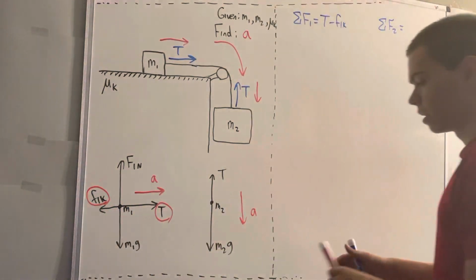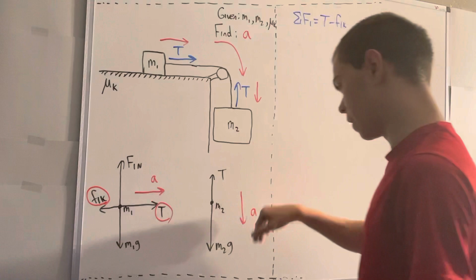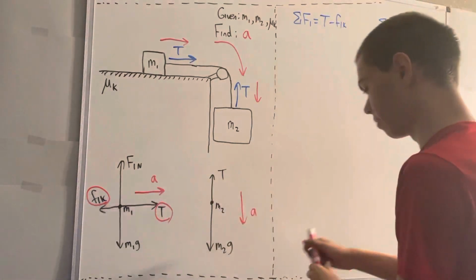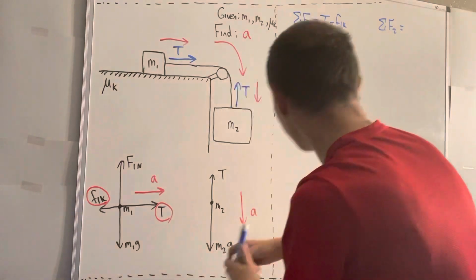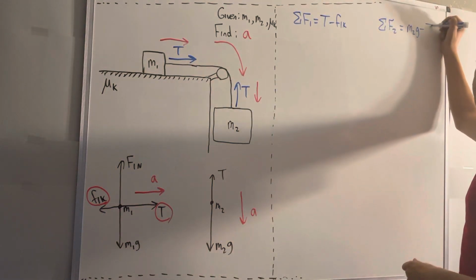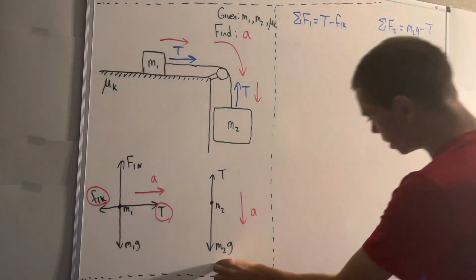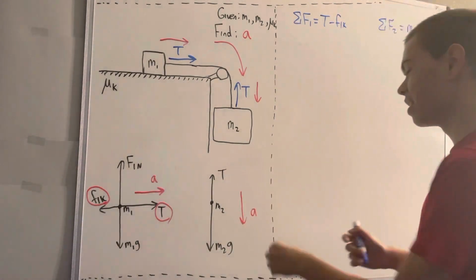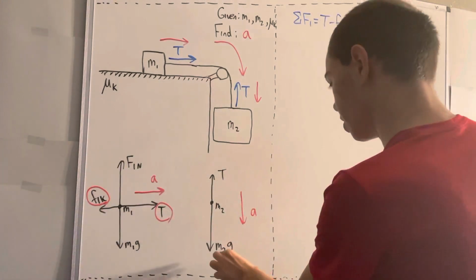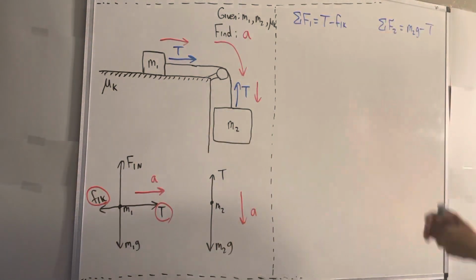That's the idea. And for block 2, it's going to be M2G minus T. The reason it's M2G minus T and not the other way around is because acceleration is downwards, so we're saying downwards is positive. So M2G minus T. That's pretty much it.